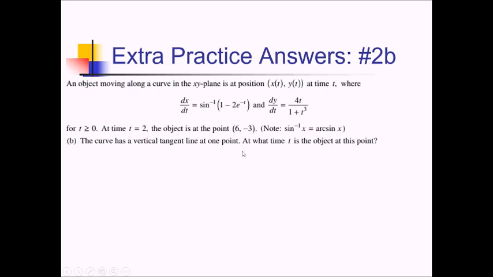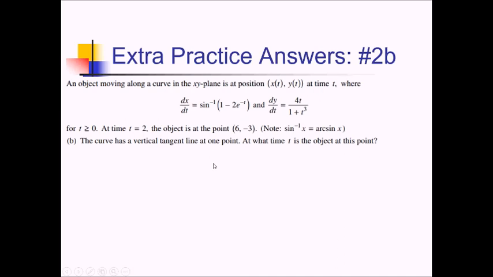So we're going to have a vertical tangent line if x prime, which is the left-right motion, is 0. We don't want any left-right motion. But at the same time, at that spot, y prime has to be something that's not 0. We need some kind of up-down motion to have a vertical tangent line. Otherwise, if x prime and y prime are both 0, your particle is just standing still.